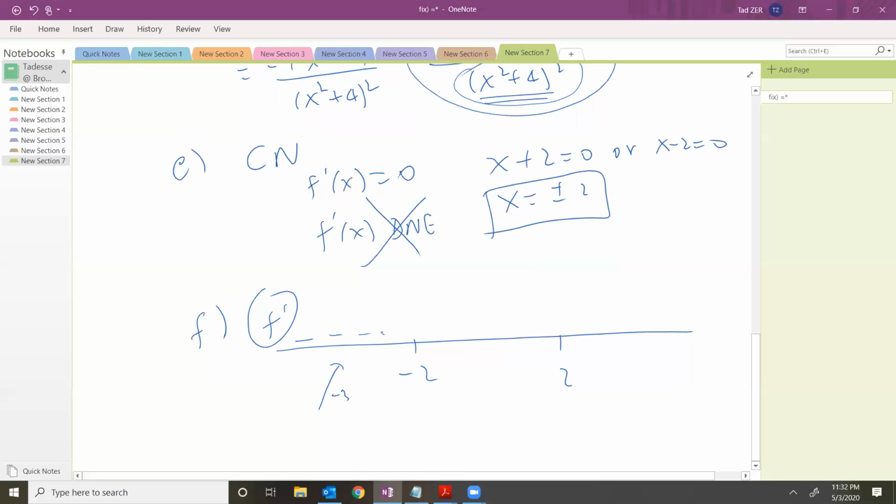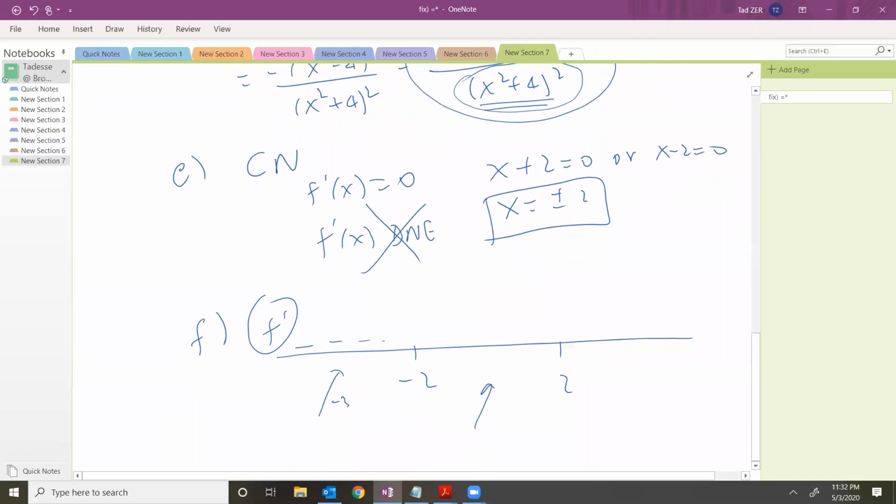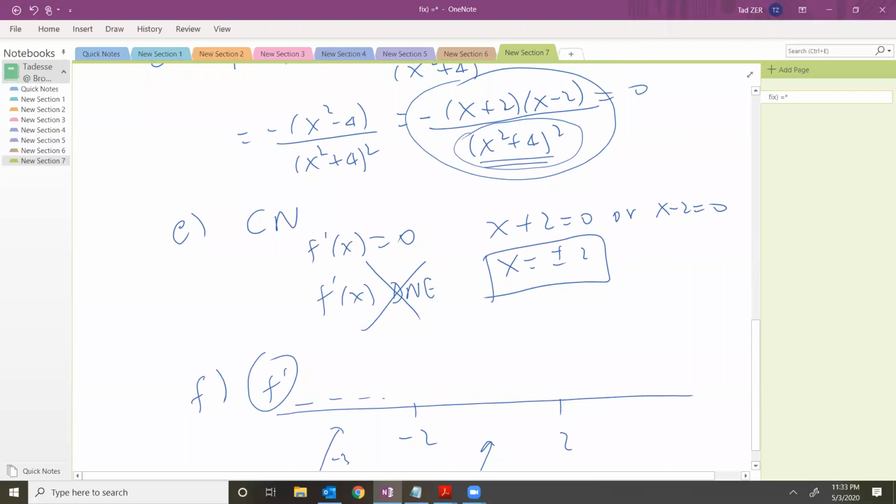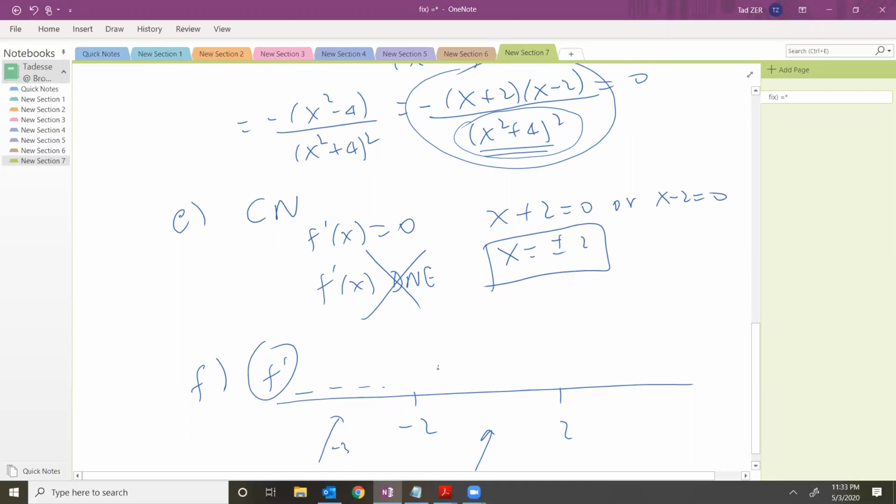If you pick a number between -2 and 2, let's say you pick -1, then -1 plus 2 is positive, -1 minus 2 is negative. So positive times negative is negative, and with the minus, it will be positive. And then here, if you pick 3, 3 plus 2 is positive, 3 minus 2 is positive, but I have a minus sign here, so it will be minus.